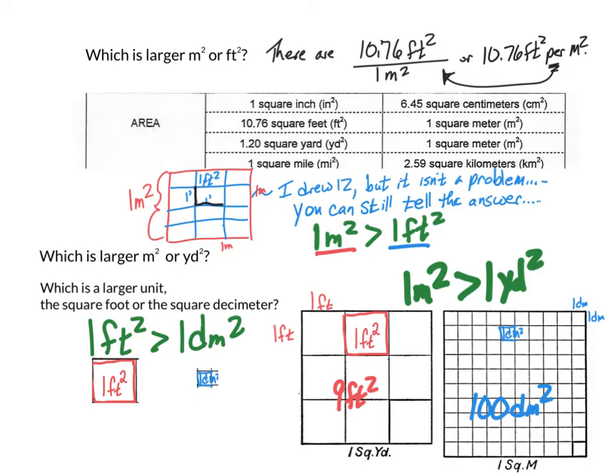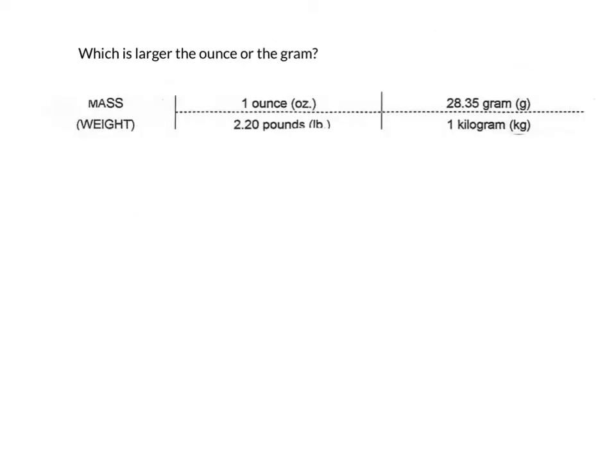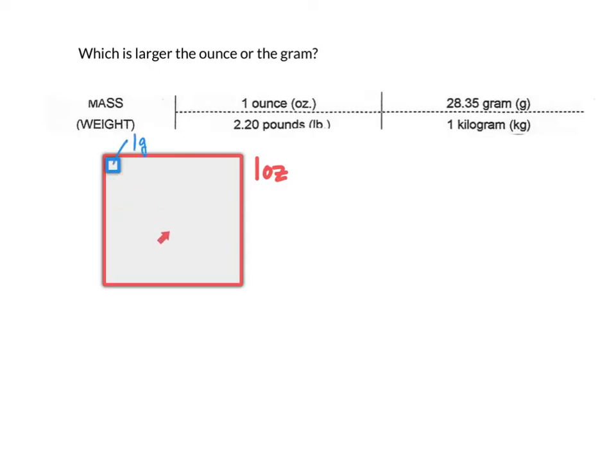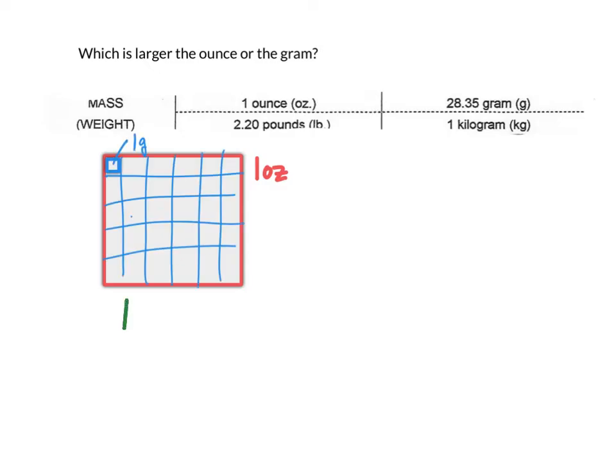Now we're going to look at masses, which is something we can't really draw out, but I'm going to show you how you could model it. Since I don't have an actual measuring device to measure ounces and grams, we can still model it, and we could just draw it like we did with the ruler and length or in the area. So I'm just going to draw a square and say, okay, this is an ounce, and then I'm going to put 28.35 squares inside of that, and I should easily see that the ounce is the larger unit and the gram is the smaller unit.